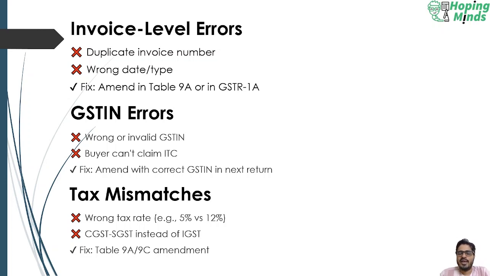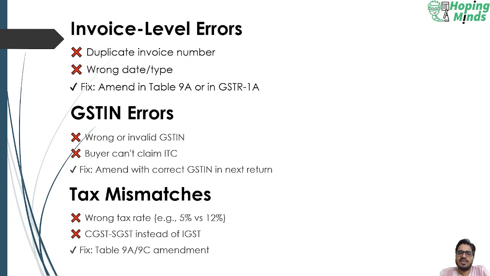So GSTR-1A is a new functionality that has been introduced to the GST portal. This we will discuss at a later stage. Then GSTIN error, wrong or invalid GSTIN. Buyers cannot claim the input tax credit as any input tax credit will not reflect in the buyer's GSTR-2B. This can also be fixed by amending the GSTR-1 return in the subsequent period.